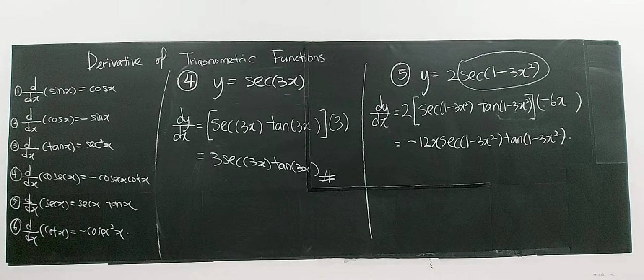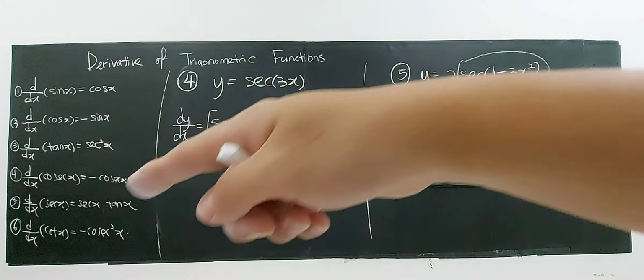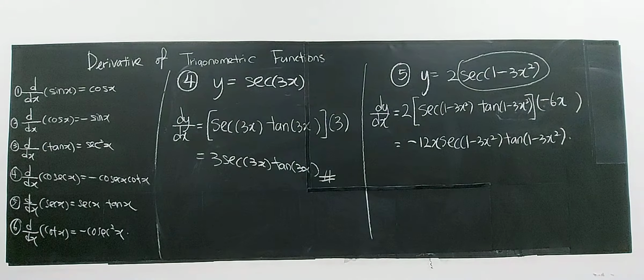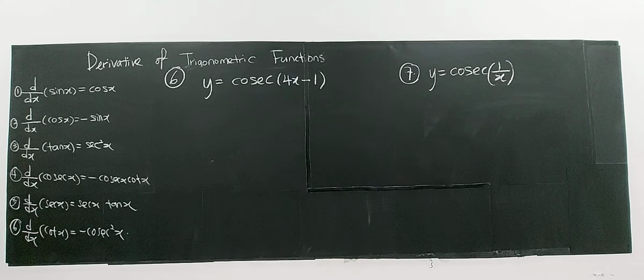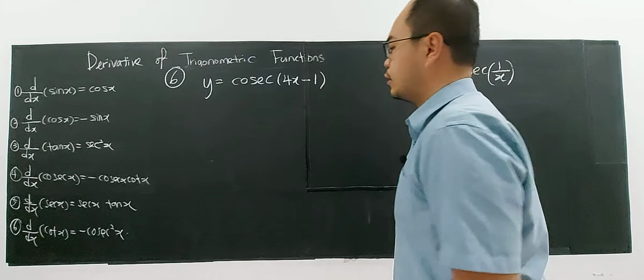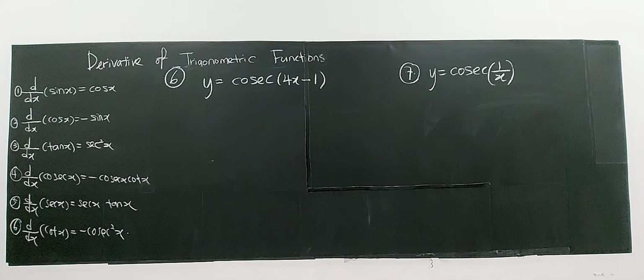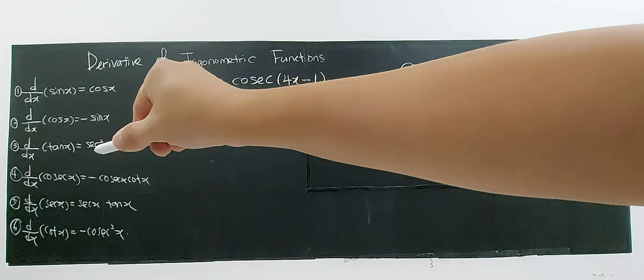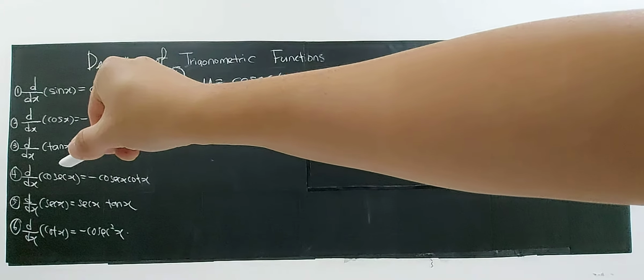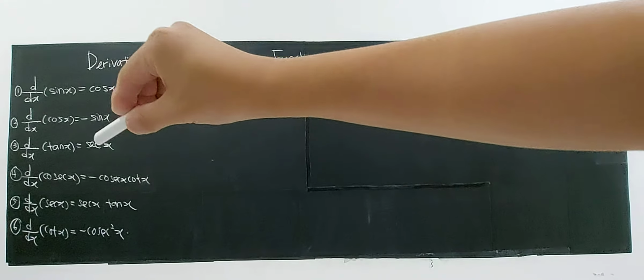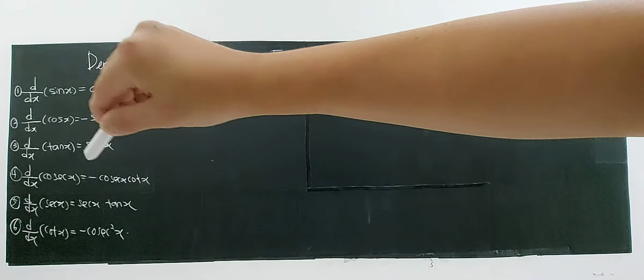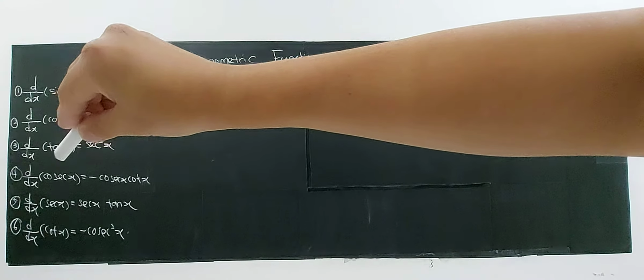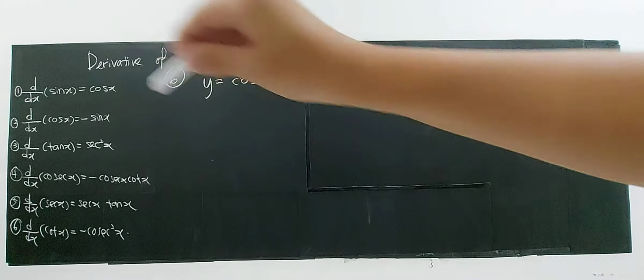Alright, there we go for how to differentiate using secant and tangent, the formula. Let's move on with this example. Differentiating cosecant 4x minus 1. This formula is involved. Differentiate cosecant, you have negative cosecant cotangent. You just need to remember that when you differentiate cosecant, you have negative cosecant cotangent.